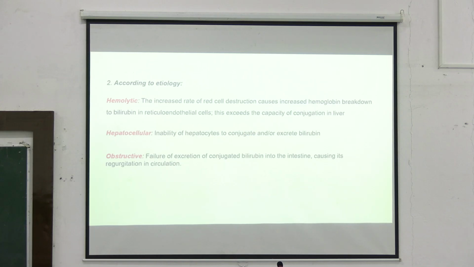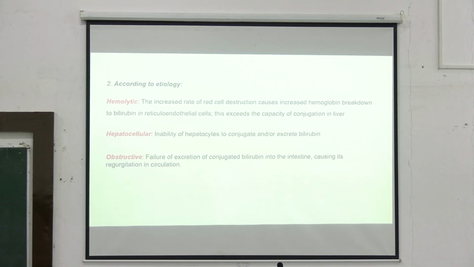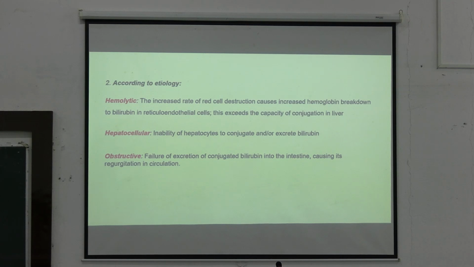Number two is according to etiology: hemolytic, hepatocellular, and obstructive. Hemolytic: the increased rate of red cell destruction causes increased hemoglobin breakdown to bilirubin in reticuloendothelial cells. This exceeds the capacity of conjugation in liver to excrete bilirubin. Number three is obstructive: failure of excretion of conjugated bilirubin into the intestine causing its regurgitation in circulation.